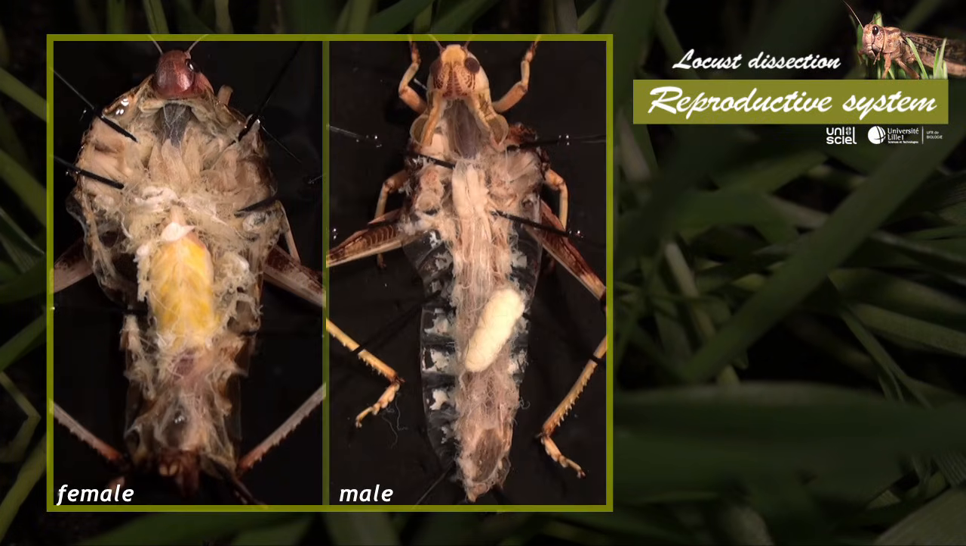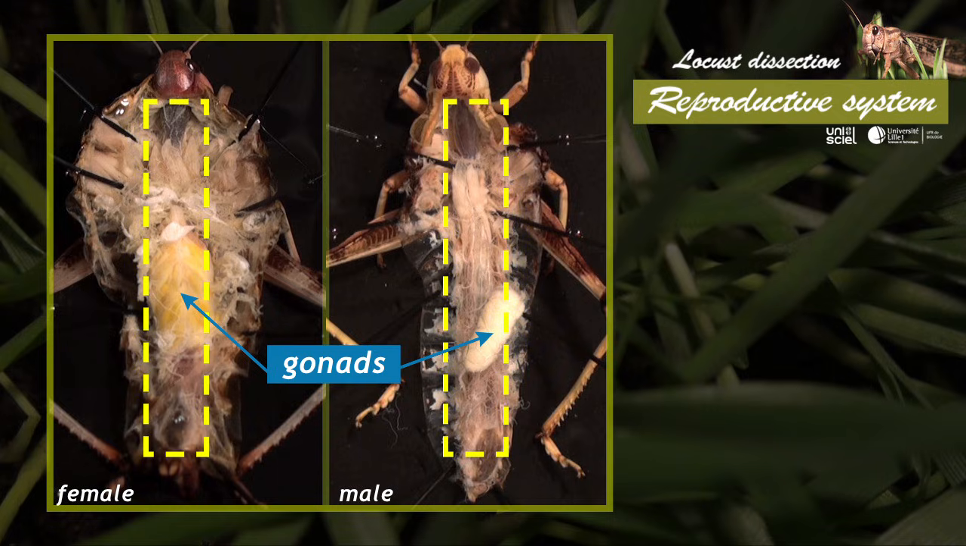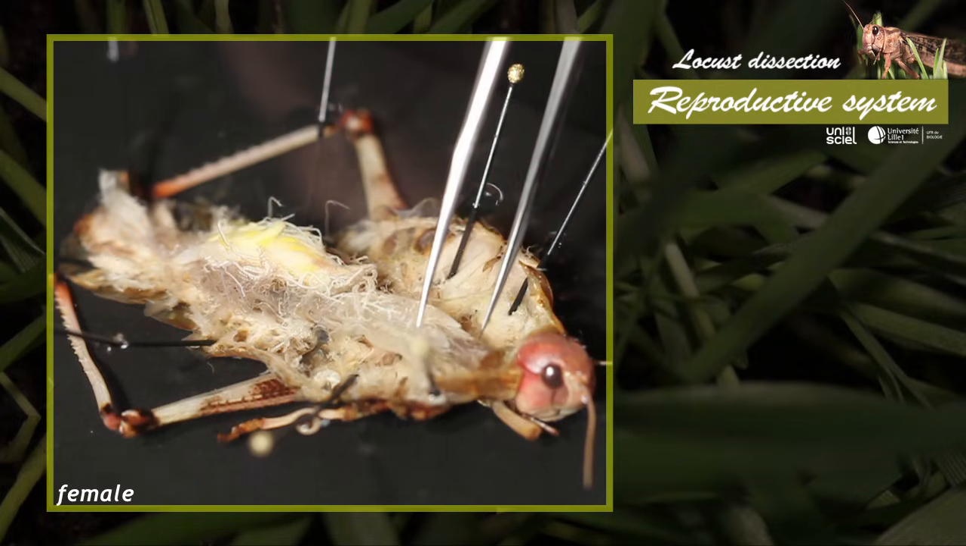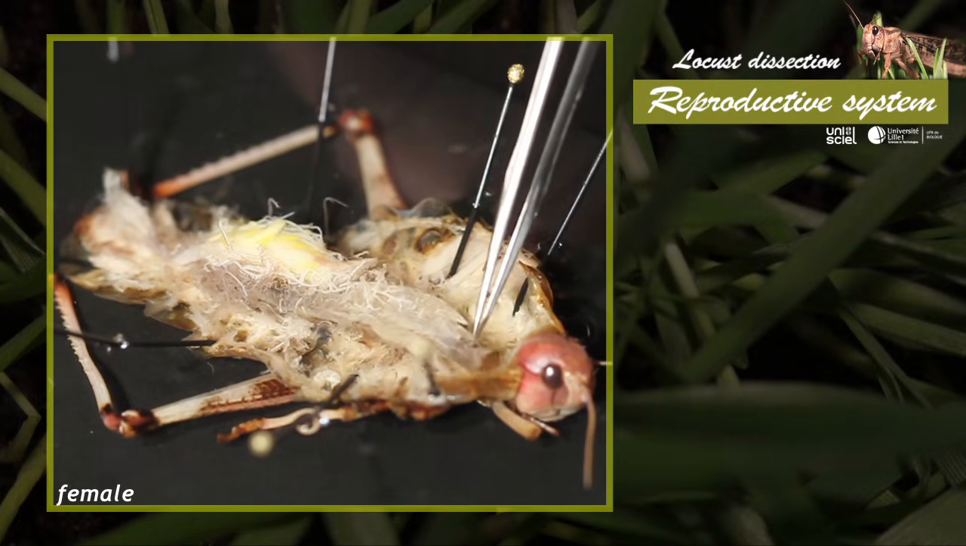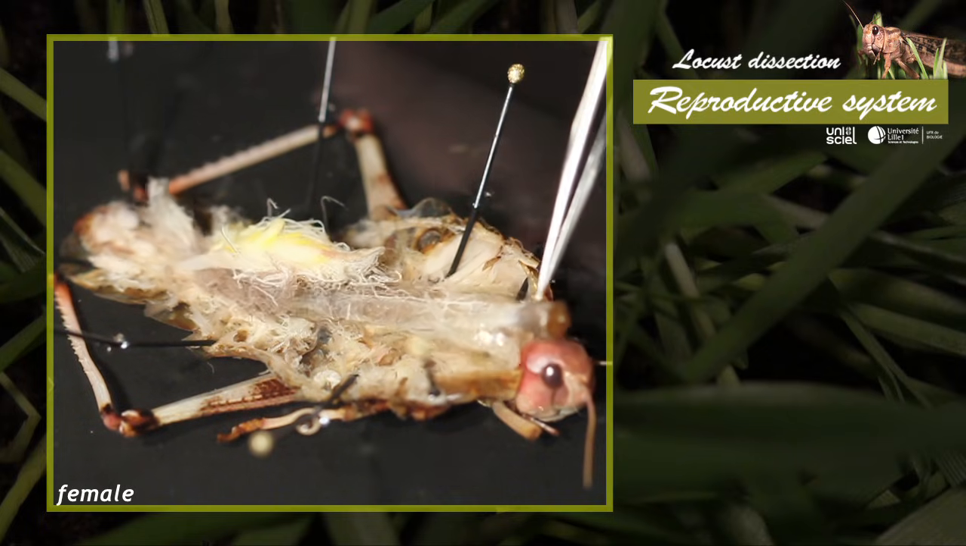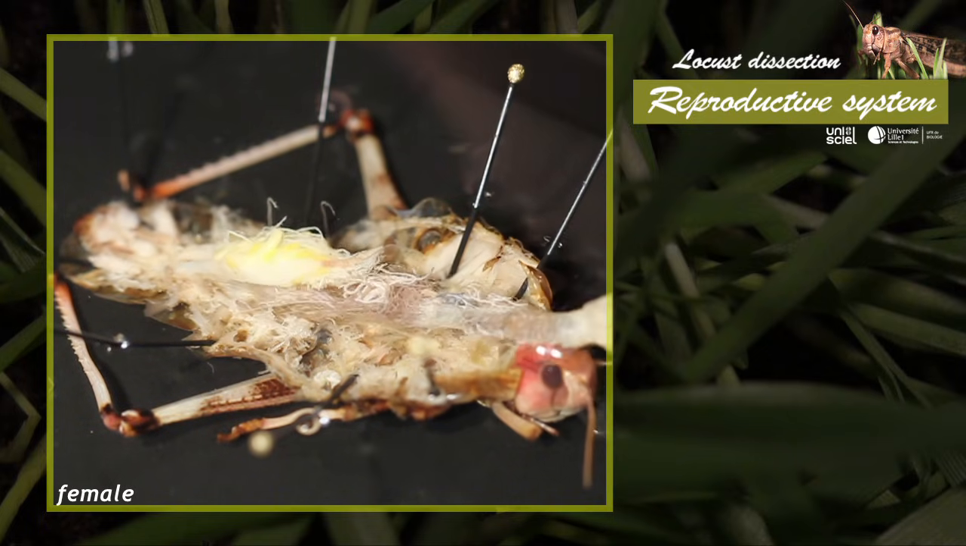In both sexes, the reproductive organs are located in the abdominal region. The gonads are 2 large masses positioned dorsally to the digestive tract. In the female, as well as in the male, the intestine must be taken out in order to observe the whole reproductive system.